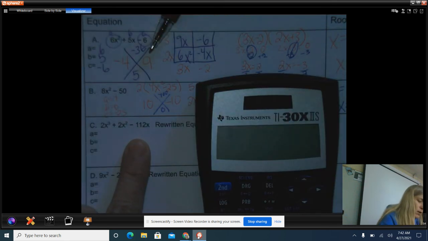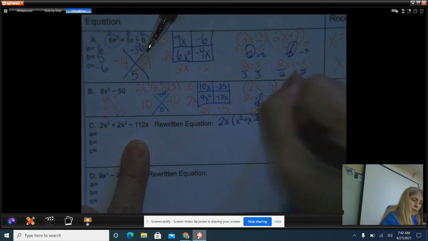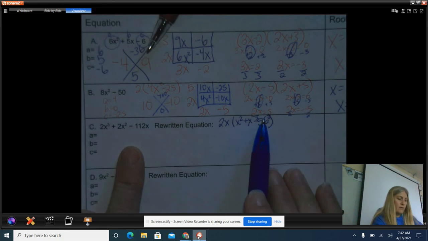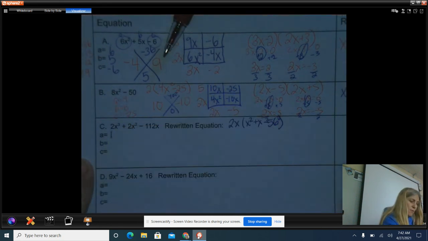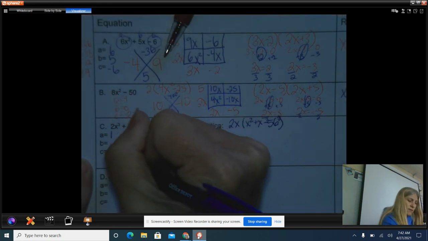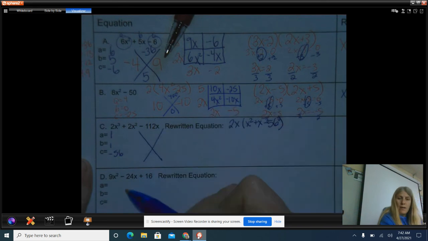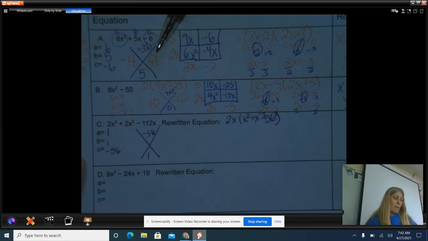We're going to just do that so we're not wrong. We want to double check our work. So negative 112 divided by 2 gives me negative 56. So I rewrite my equation as 2x times the quantity, x squared plus x minus 56. So that gives me an a of 1, a b of 1, and a c of negative 56. So I'm ready to go ahead and put that into my diamond problem. Negative 56 times 1 is negative 56, and our b goes on the bottom.